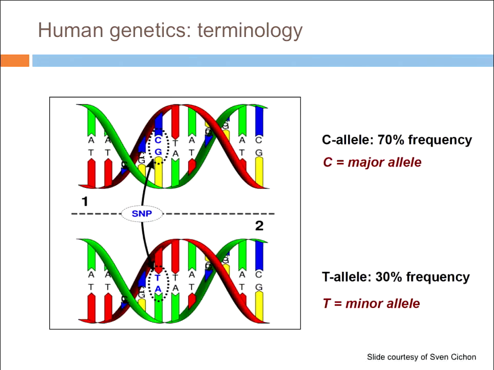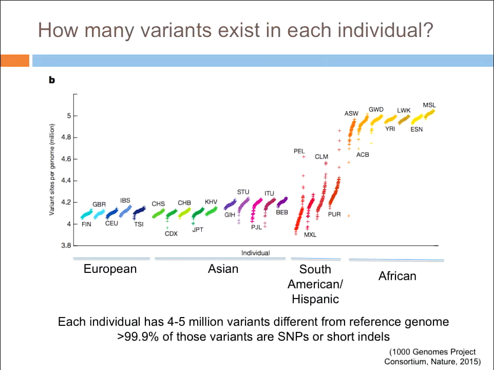Another piece of terminology that's commonly used in the field is major or minor allele. Here's what this means. Say I measure a single nucleotide polymorphism. I measure the alleles across a large population. And then I see that the C allele is present in 70% of chromosomes, and the T allele is present in 30% of chromosomes. That makes the C allele the major allele. It's more than 50% of the population, whereas the T allele is the minor allele. It's less than 50%.